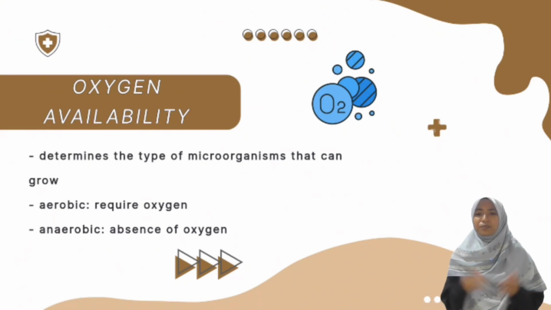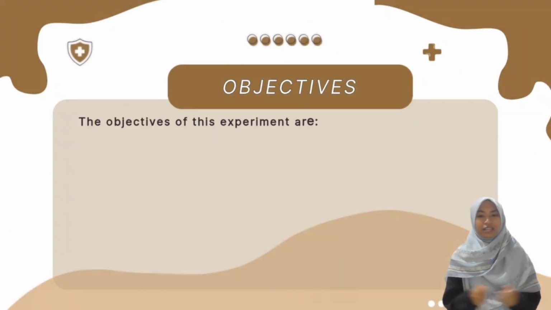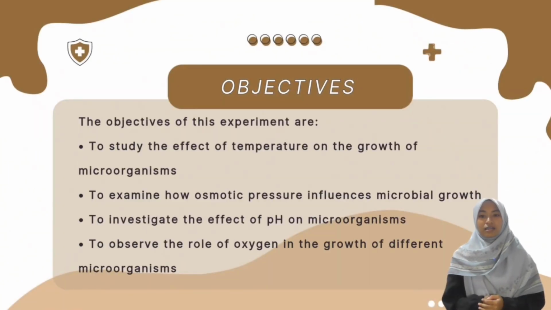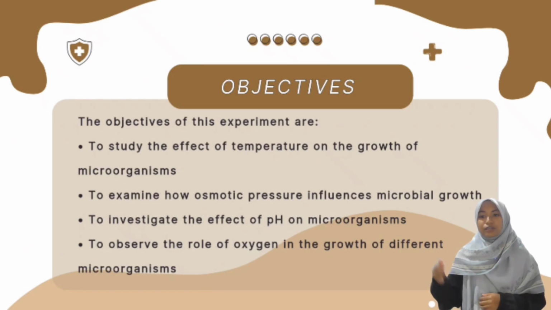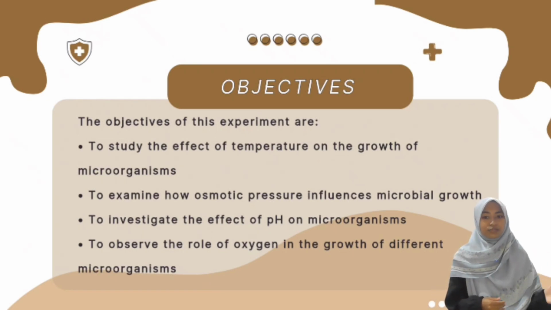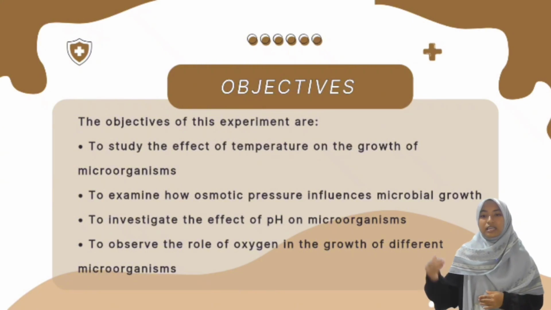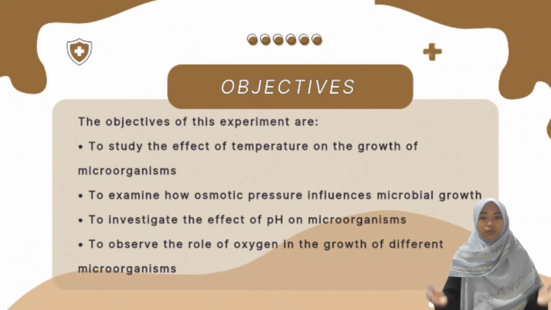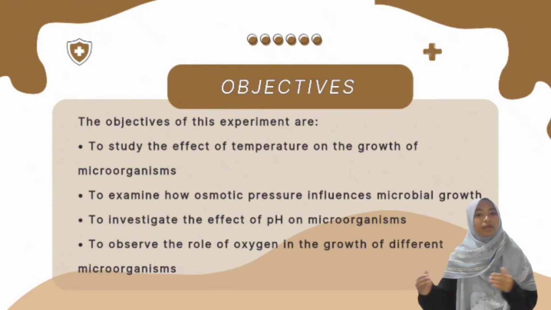Understanding these factors is important in areas such as food preservation, safety, and also microbiology. So, the objectives of these experiments are to study the effect of temperature on the growth of microorganisms, to examine how osmotic pressure influences microbial growth, to investigate the effect of pH on microorganisms, and also to observe the role of oxygen in the growth of different microorganisms.